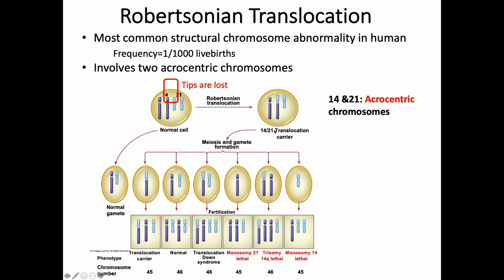As the picture shows, the Robertsonian translocation results in 6 types of gametes. When these gametes are fused with those of a normal individual, 6 types of zygotes are produced. Of these, two of them, one is a translocation carrier, and the other one is normal. They have a normal phenotype. But another one is Down syndrome shown here, and these three are lethal combinations.